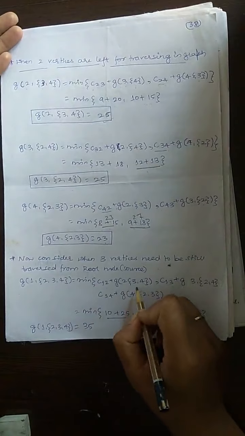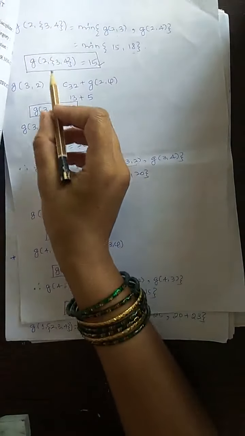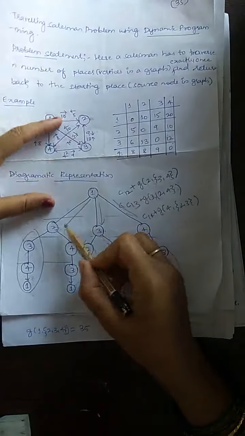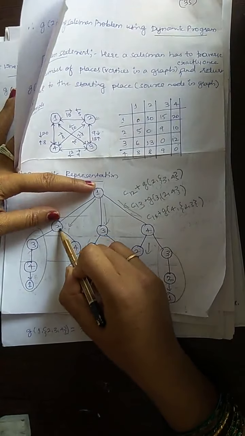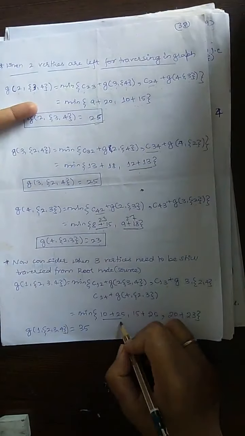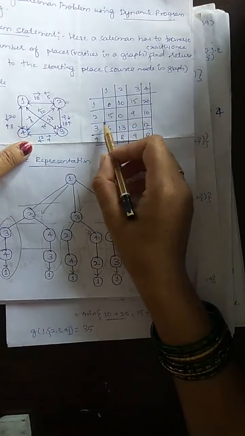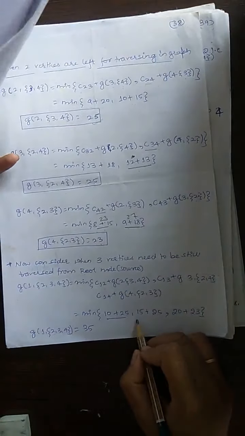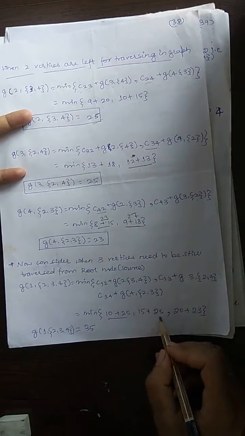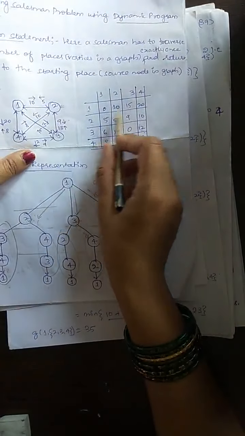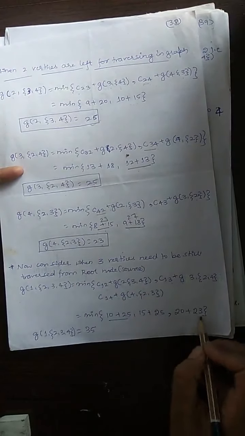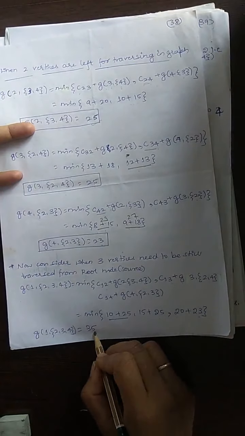See, when 2 vertices are remaining, behind it also we are having G of 2 comma 3 and 4. That was for when one vertex is remaining. But now from here, 2 vertices are remaining. So for this one, G of 2 comma 3 is 25 plus C of 1 comma 3. 1 to 3 is 15. So 15 plus G of 3 comma {2, 4}, again 25. Next, C of 1 to 4 is 20, plus G of 4 comma {2, 3} is 23. So among all these, this one, 35, is minimum.